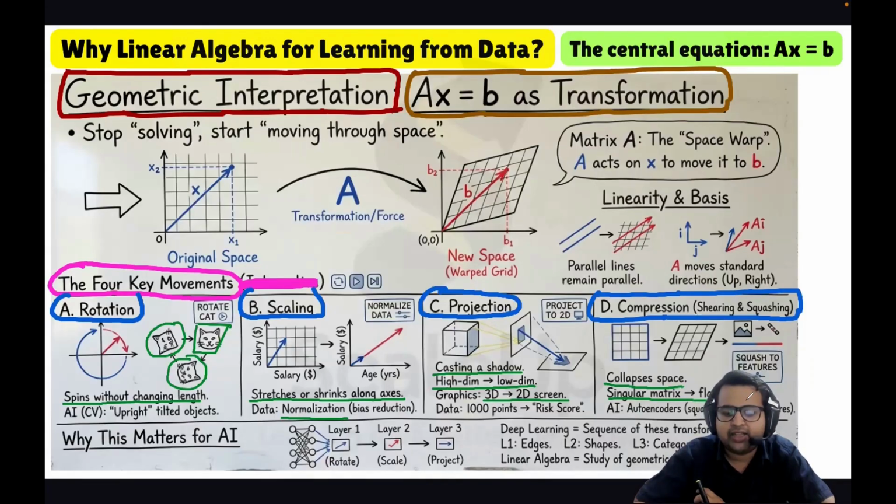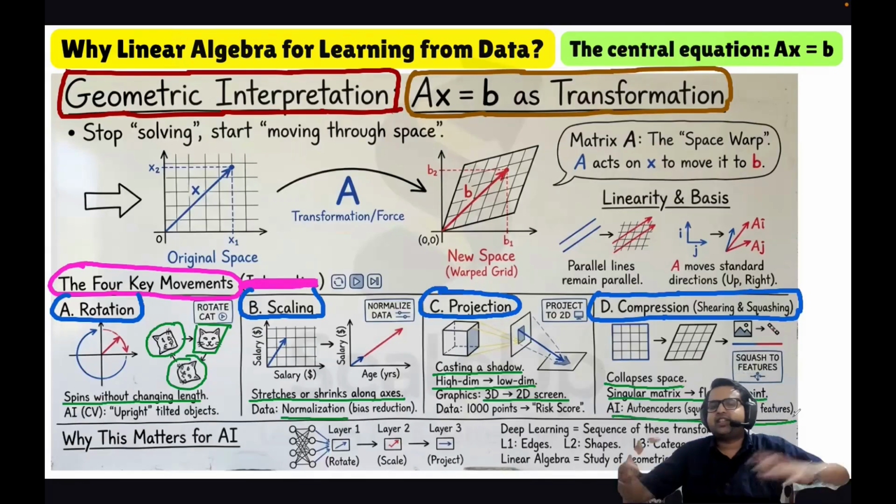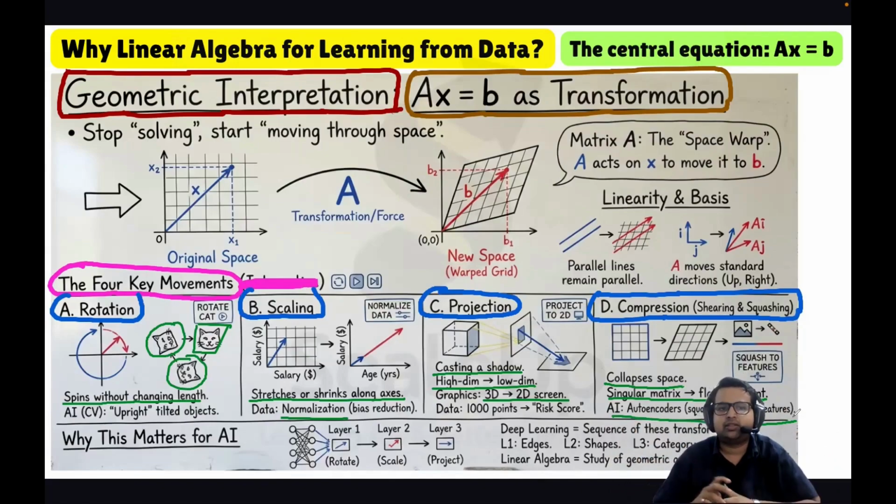In artificial intelligence, this is the core of autoencoders. We take a high definition image and squash it into a tiny vector that captures only the most essential information, and then we try to reconstruct it later. So squashing is what compression is. Now it's very clear that there are four transformations we can perform: the rotation, the scaling, the projection, the compression. Each has its own significance. They have a role to play in AI as well.